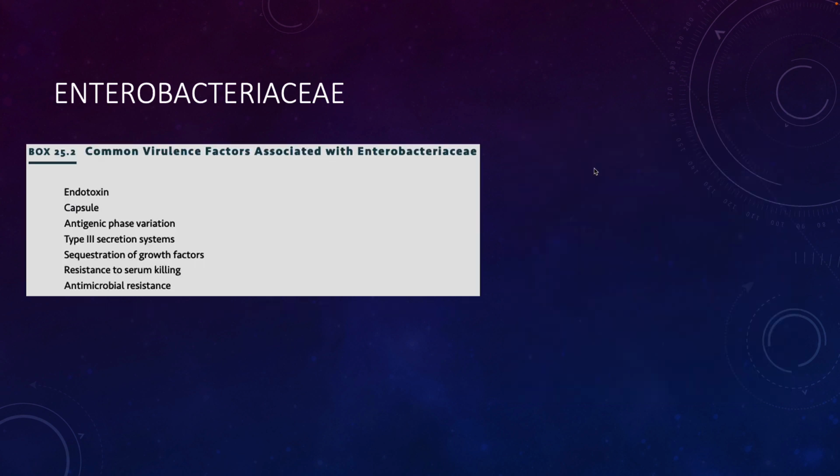Some of the common virulence factors that these bacteria have include the endotoxin, which I already mentioned, and capsule. They can have antigenic phase variation, which helps them hide from the immune system. They can have type 3 secretion systems, which allow them to inject proteins into other cells. They can sequester growth factors from the host. They can be resistant to complement. And of course, they can have high levels of antimicrobial resistance.